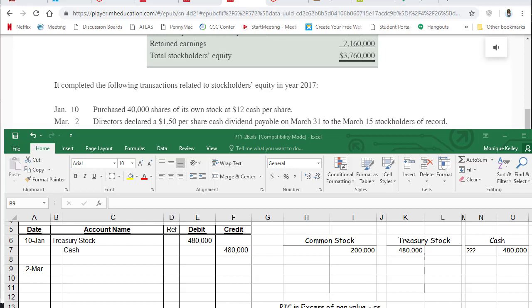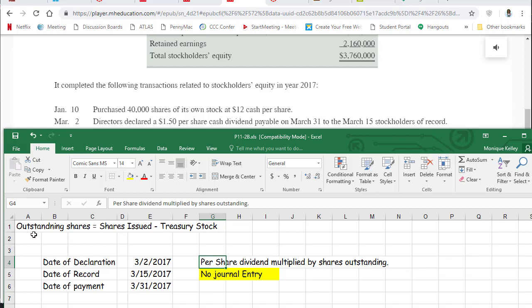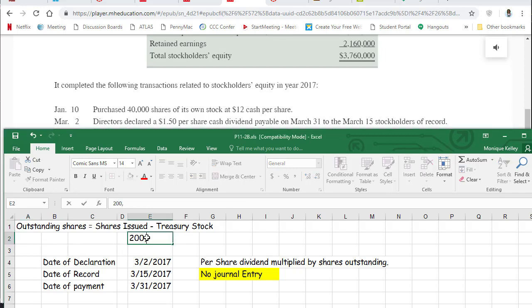So your question might be, well, how do I get the outstanding shares? Well, from your reading, there is a formula in there. Basically, if you take the outstanding, oh, it's got too many N's. Let me fix that real quick. The outstanding shares will equal the shares issued minus the treasury stock. So that was what, 200,000 shares were issued. And then the treasury stock that we just acquired on January 10th was 40,000 shares.